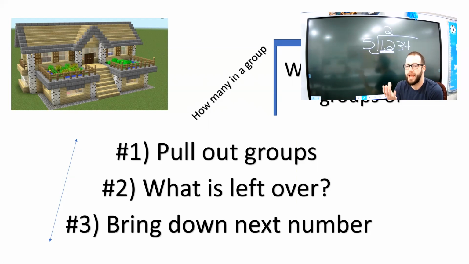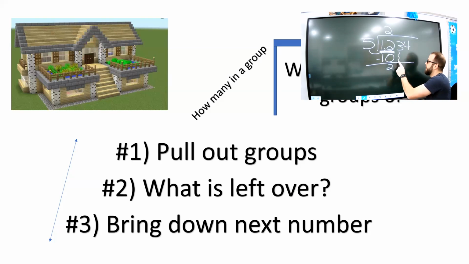Well, 5, 10. I only took out 10. So if I only took out 10, there's 2 left over. And what you're doing there is you're subtracting. Okay, 10 is what you took out. 5, 10. There's still 2 left over, right? Well, what's my next step? Well, I took out groups from 12, and then I said what's left over.